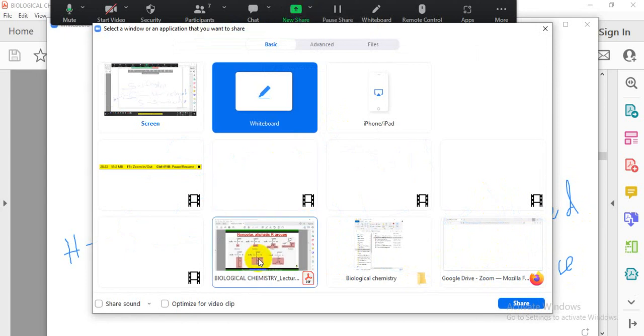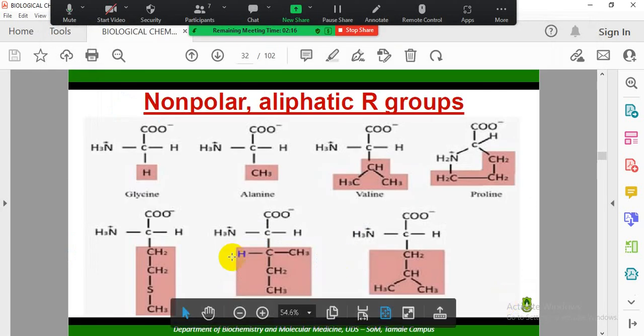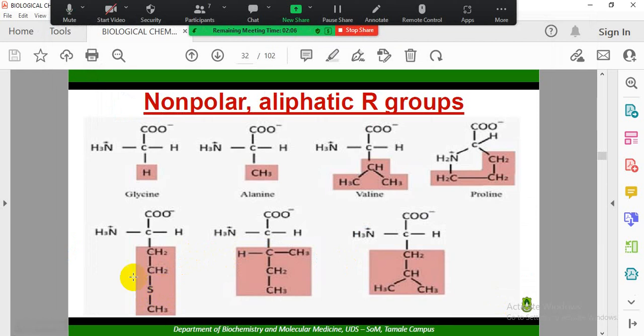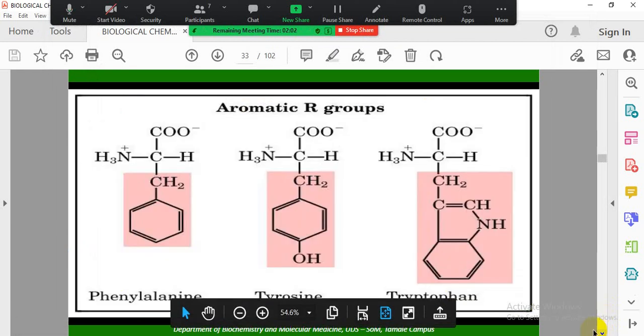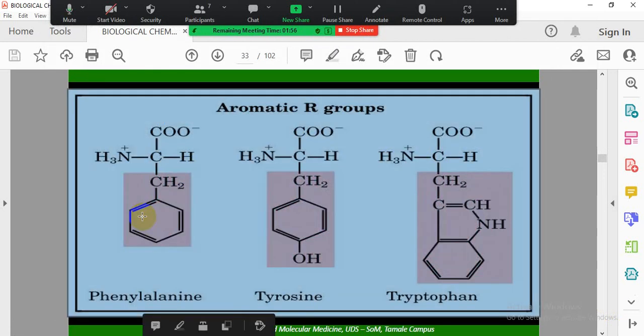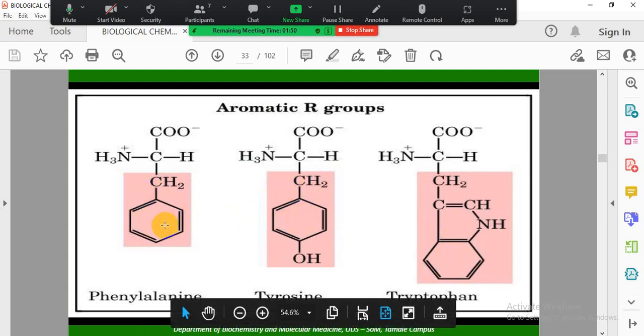Okay, so let's go back to our slides. So it has sulfhydryl groups. There's a sulfhydryl group here, over here, oxidized sulfhydryl group. So this is methionine. We'll see the structure later. So we have amino acids also which have what? Aromatic group. Aromatic means what? They carry a benzene ring. I guess you know that this is a benzene ring.